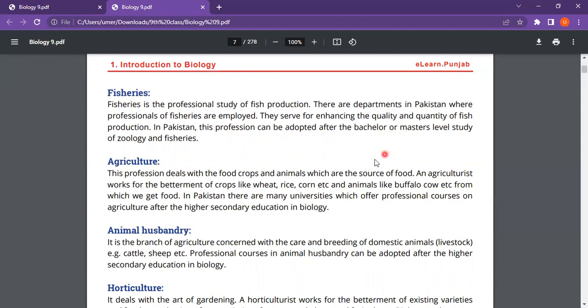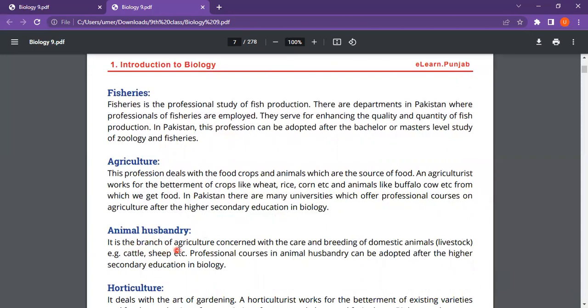Agriculture. This profession deals with the food crops and animals which are the source of food, and agriculturists work for the betterment of crops like wheat, rice, corn, etc., and animals like buffalo, cow, etc., from which we get food. In Pakistan, there are many universities which offer professional courses on agriculture after the higher secondary education in biology.